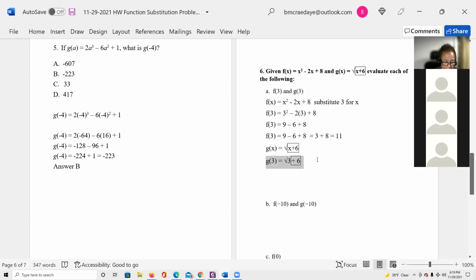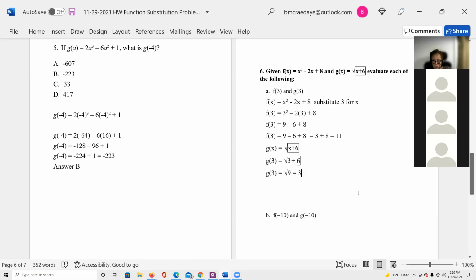So g of 3, let's just put that here. We add 3 and 6, that would be the square root of 9. So let's just put 9 here. And what's the square root of 9? 3. That's your answer. G of 3 is 3. Because we put the 3 in for the x, adding the 6, we got 9. 9 is a perfect square. 3 times 3 is 9.